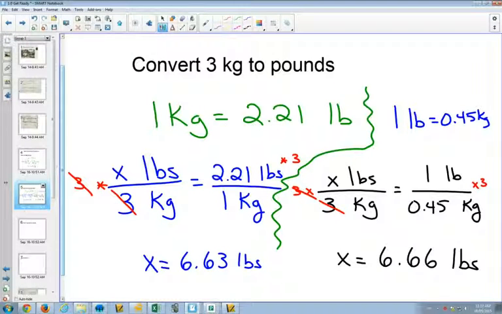Our answers are a little bit different. In fact, I'd have to round it. According to my calculator, it's going to be 6.67 pounds. Now, our answers are a little bit different, and the reason they are is a lot of these formulas on here are already rounded. They're not perfect.